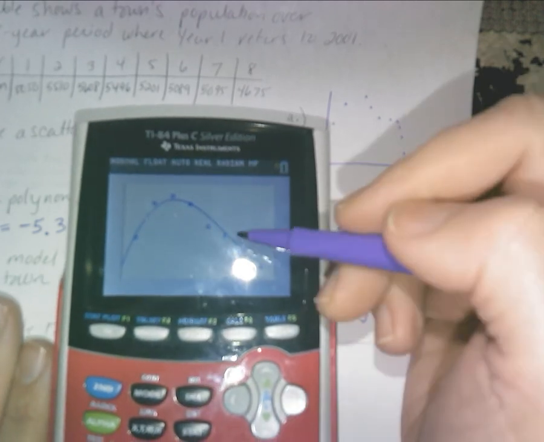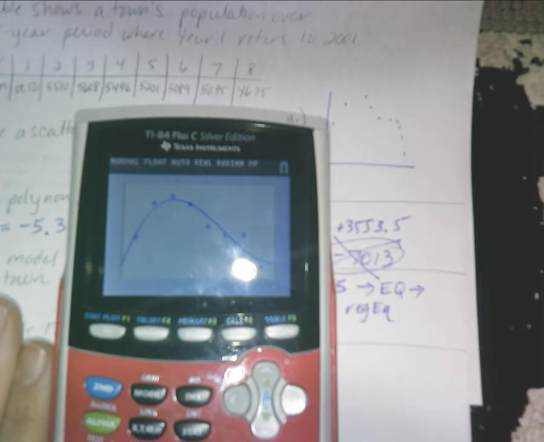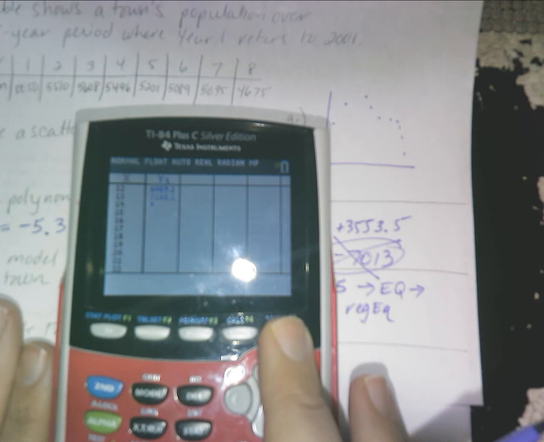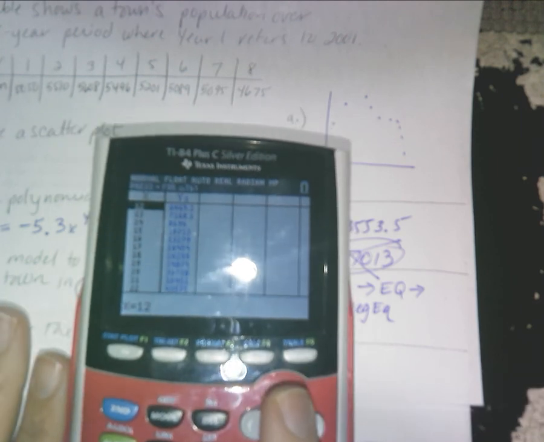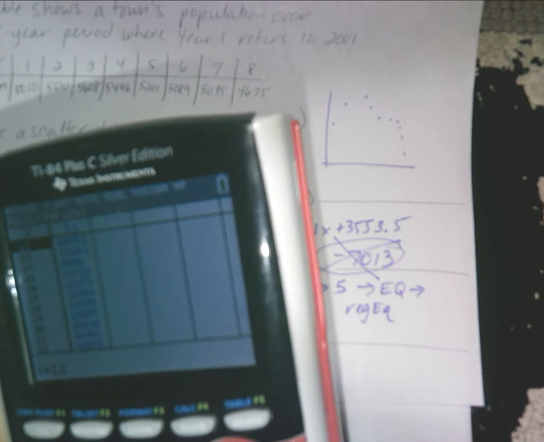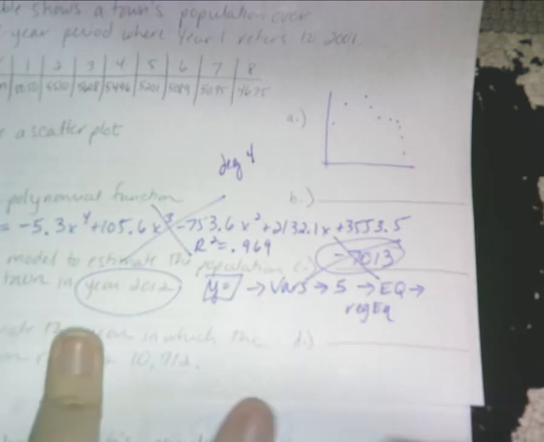But, again, it's missing this guy over here. I hate this model, but when I go to the table and I actually look at year 12, I have people. I have 6,069. Is it roughly that?